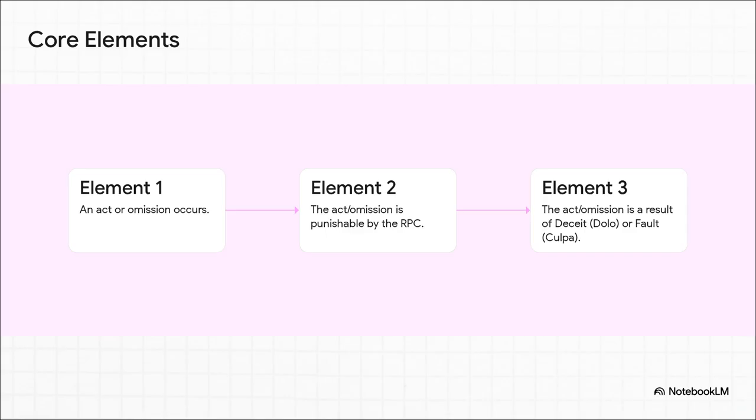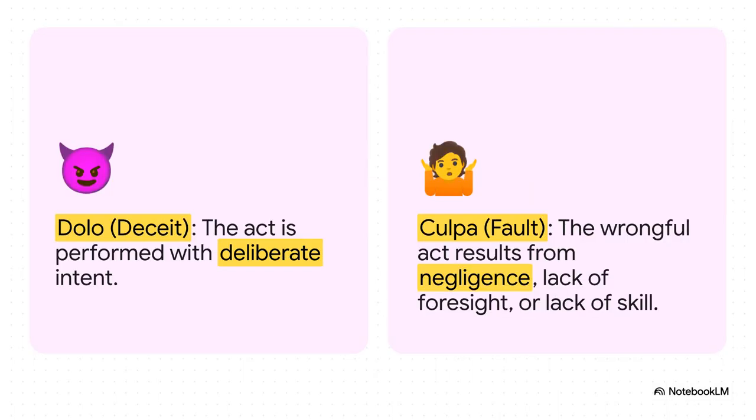And third, and this is really the core of what we're talking about today, the act has to be driven by either dolo, which is just a fancy word for deliberate intent, or culpa, which is fault through negligence. You need all three of these pillars, or legally speaking, there is no crime. Let's think about these two mindsets, dolo and culpa, as two completely different kinds of architects.